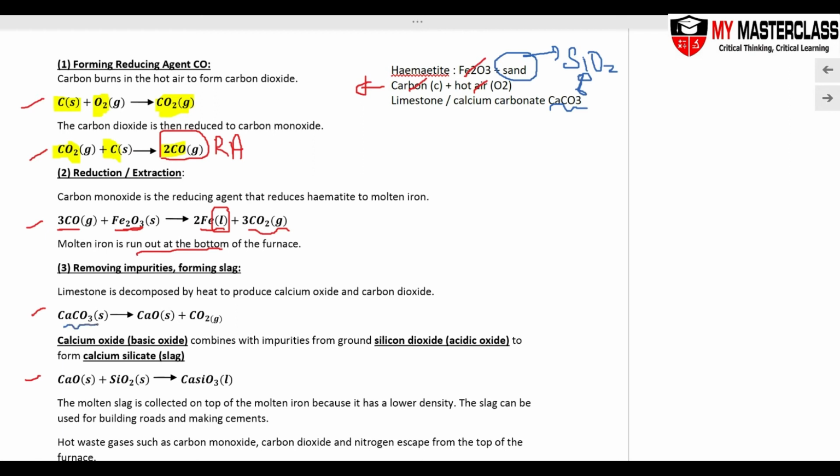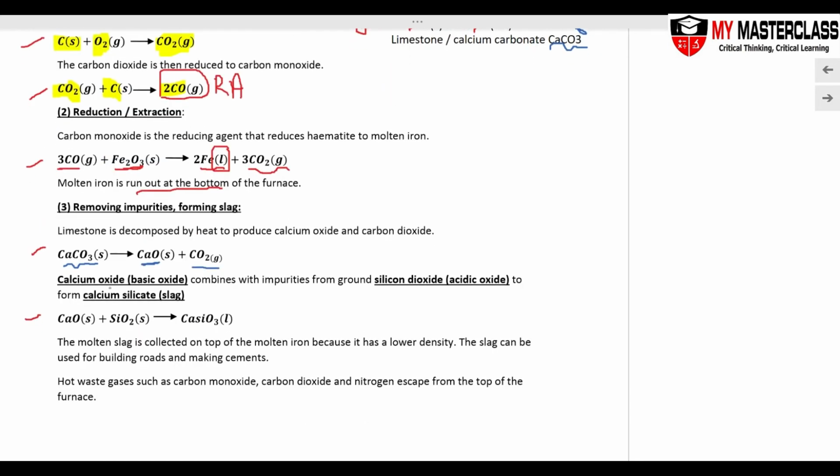Next one, why do we add in the limestone? Limestone, the calcium carbonate, will decompose to give me CaO plus CO2. Whenever you see a metal carbonate, it breaks down into carbon dioxide and the oxide is left behind. So by now we have to know, my calcium oxide is a metal oxide. Let me write that down. Calcium oxide is a metal oxide, so it's basic. The nature is basic.